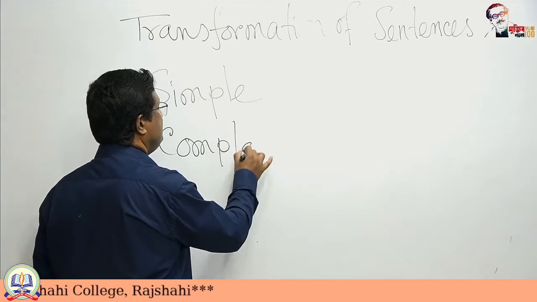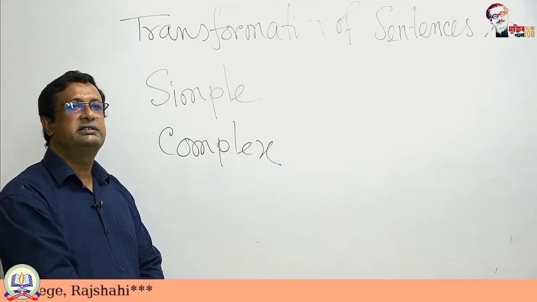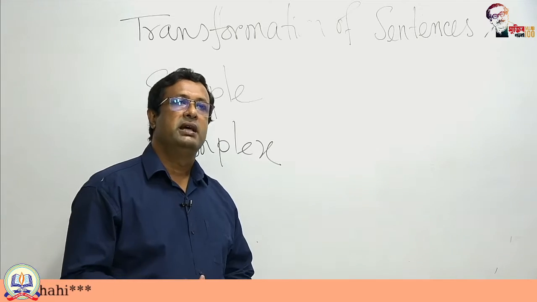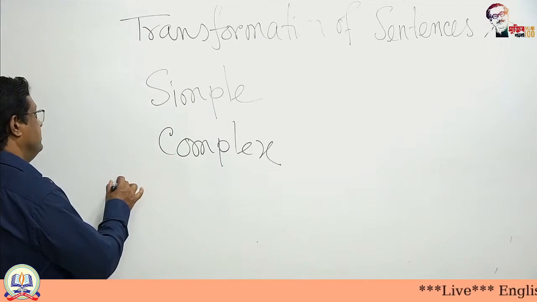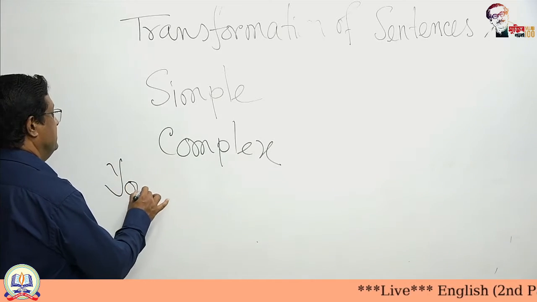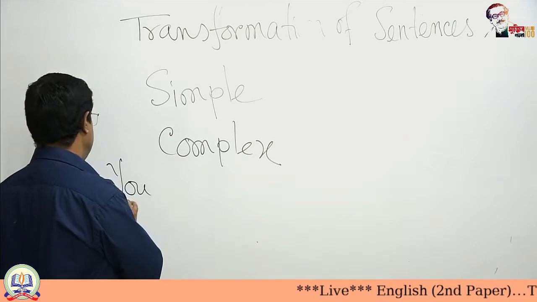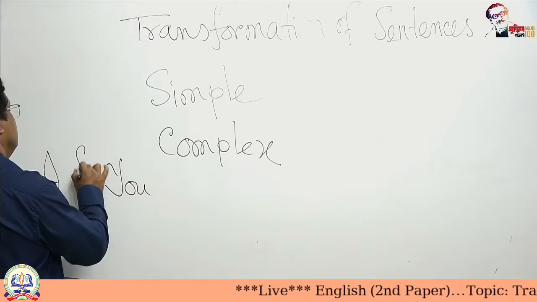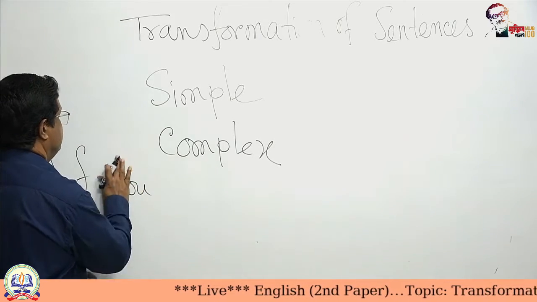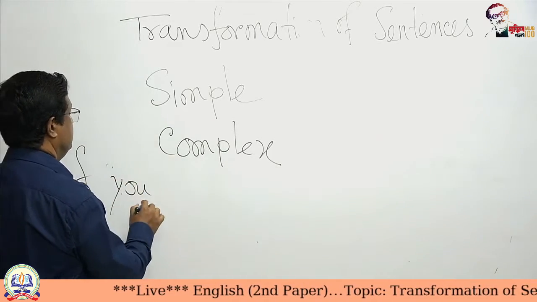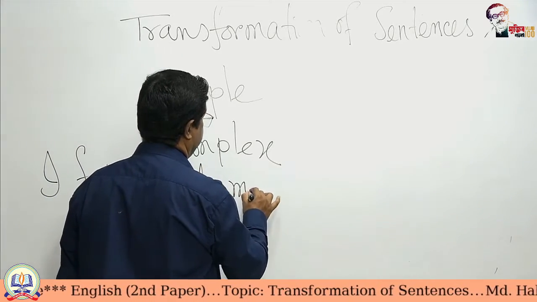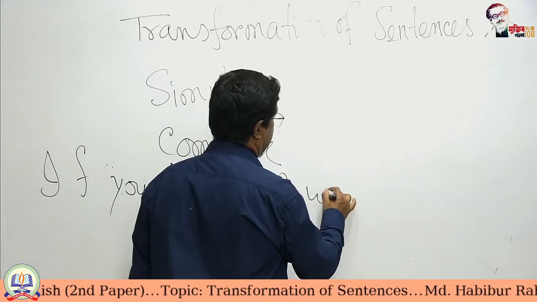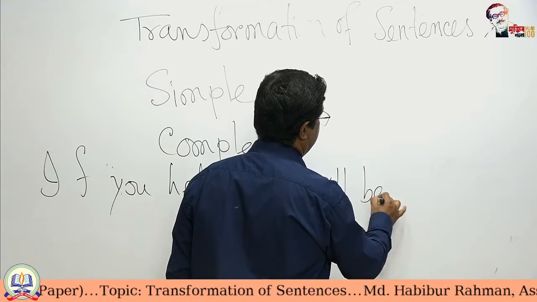Complex sentence. Here you get the example, if you help me, I will be blessed. I am going to write this sentence here also. If you help me, I will be blessed.